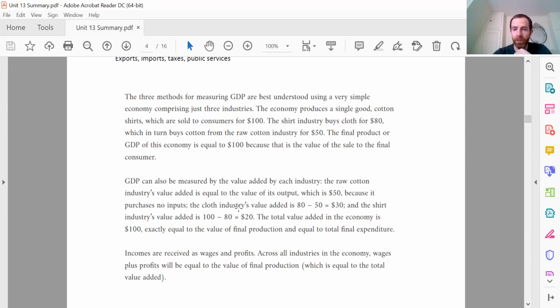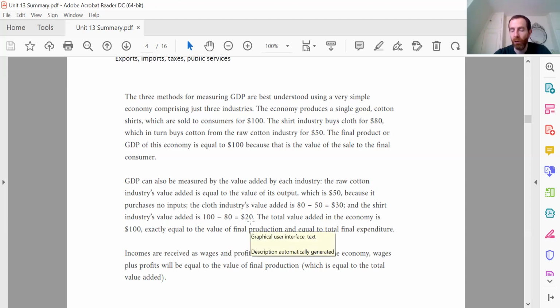Then the cloth industry, what's their value added? Well, they take in something that costs them $50, but then they sell the cloth they produce for $80. So how much value are they adding? The difference between what they have to pay for their inputs and how much their output is. So 80 minus 50, $30. And then we go to the shirt industry. So they are selling their final good for $100. And how much did their inputs cost? $80.